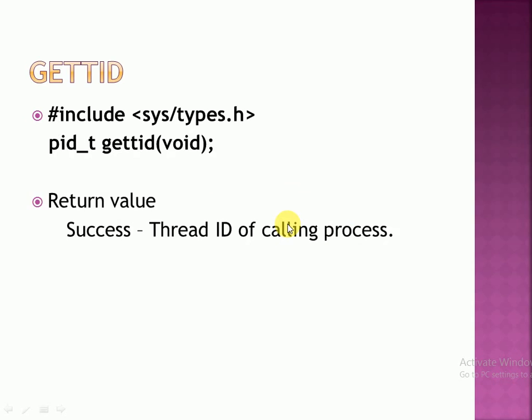Another one is gettid, that is get thread ID. This is the syntax for get thread ID. This returns the caller's thread ID. In a single threaded process, the thread ID is equal to the process ID.